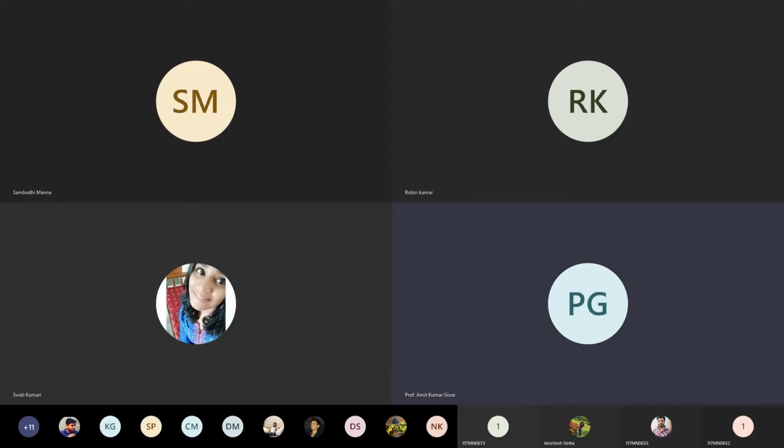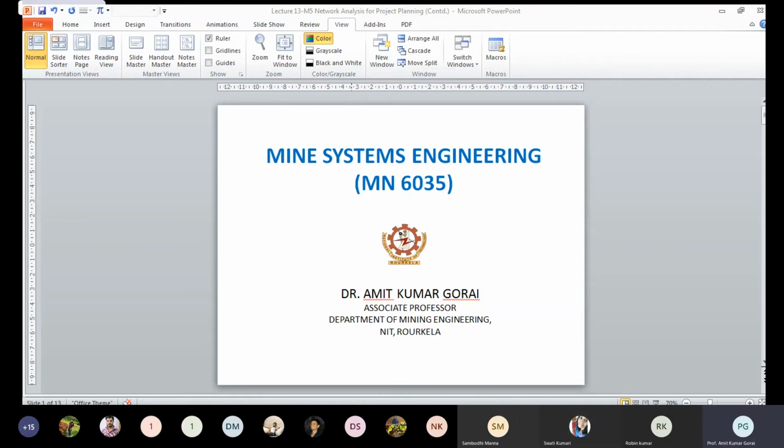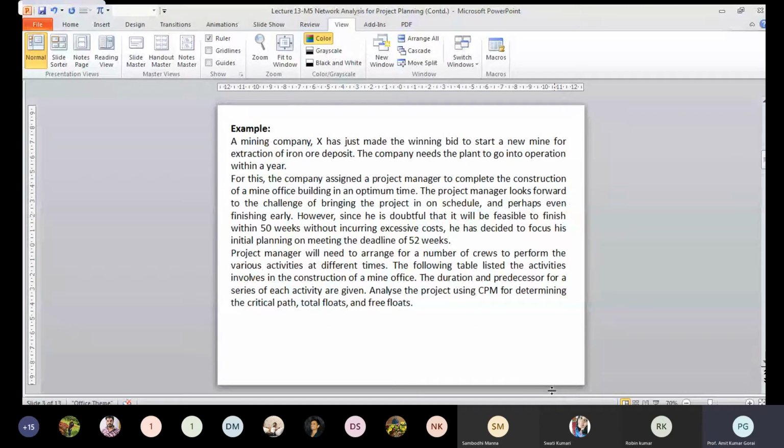Now see, last class we discussed the CPM, critical path analysis method for network analysis for project planning. Today we will explain the same thing with some examples.